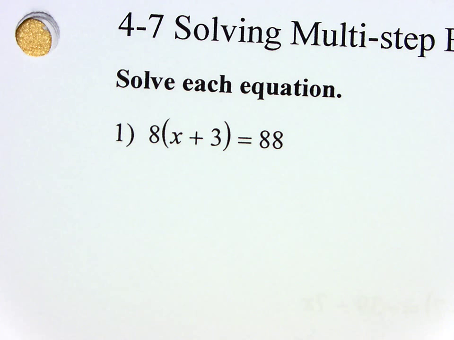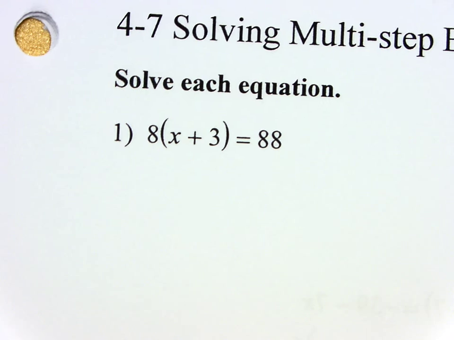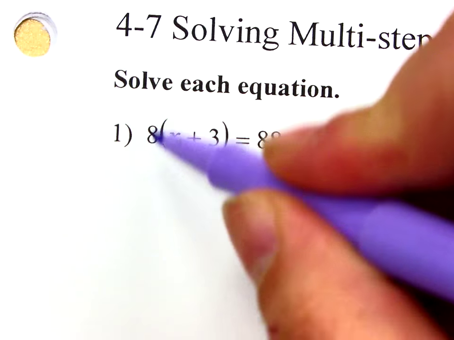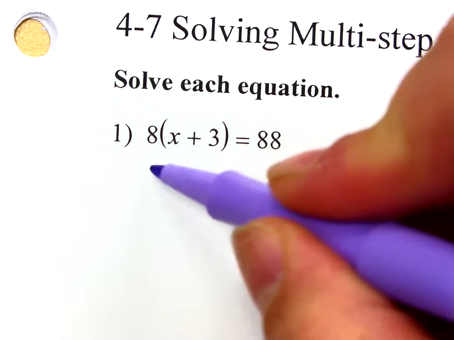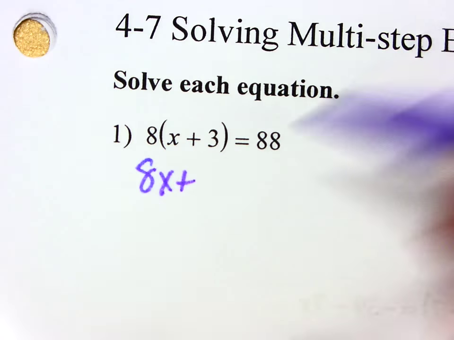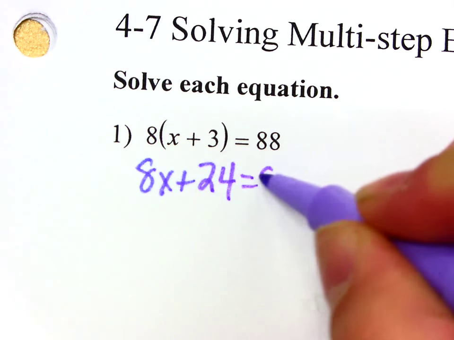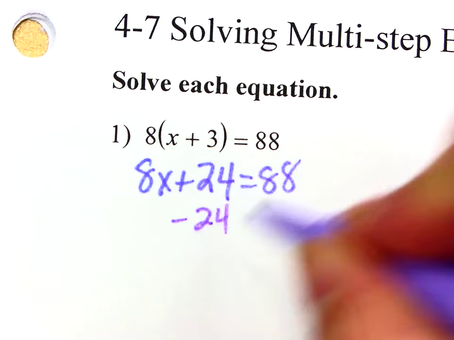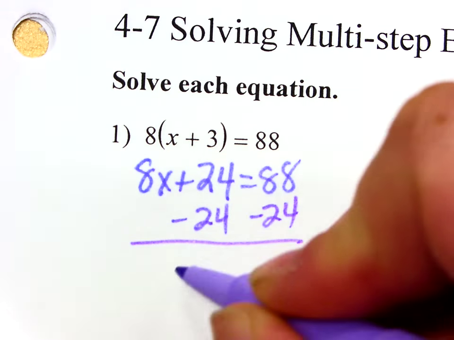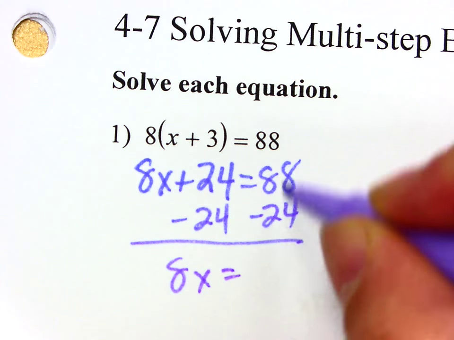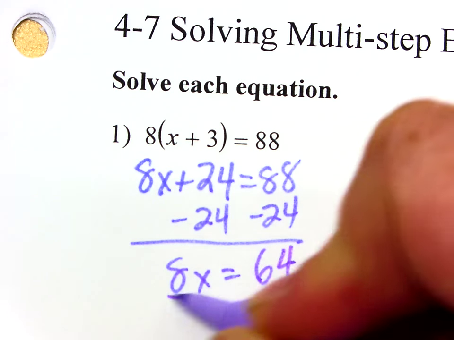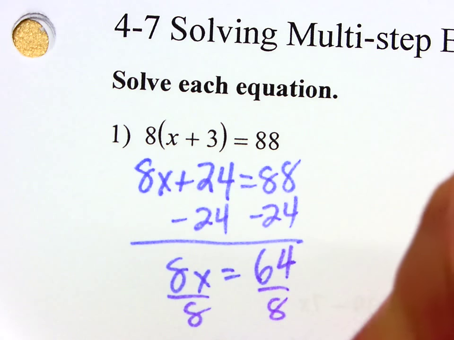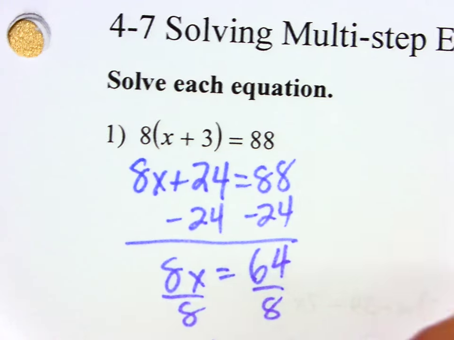Are you guys going to distribute, you think? Yeah. Well, it's up to you. So, okay, let's distribute this one. What do you get when you distribute that through? 8x plus 24 equals 88. And now you're just going to solve it like you normally would, right? Minus the 24. What'd you get? 8. Me too.